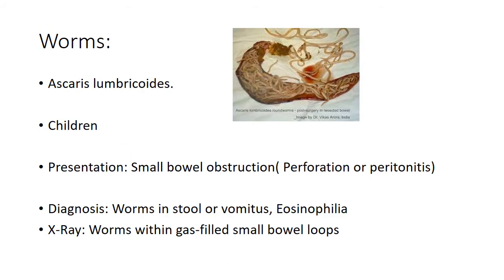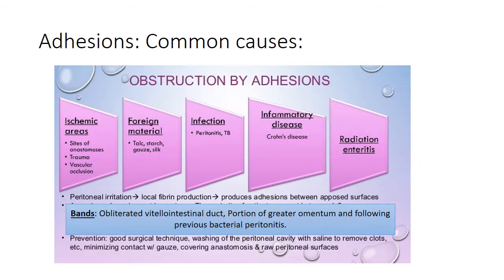Last cause of bolus obstruction may occur because of worms. Most common worm which causes obstruction in children is Ascaris lumbricoides, and children with these worms usually present with the clinical features of a small bowel obstruction, but in advanced stage, some children may present with the features of perforation and peritonitis. Its diagnosis is usually confirmed by the presence of worms either in stool or vomitus. And if worms are not seen in the stool or vomitus, the diagnosis may be indicated by the presence of eosinophilia or the sight of worms within the gas-filled small bowel loops on a plain X-ray.